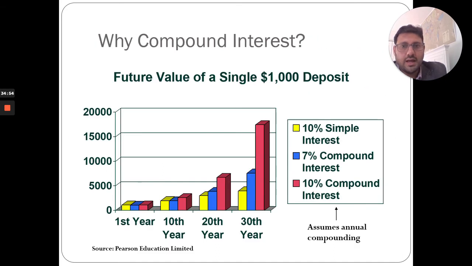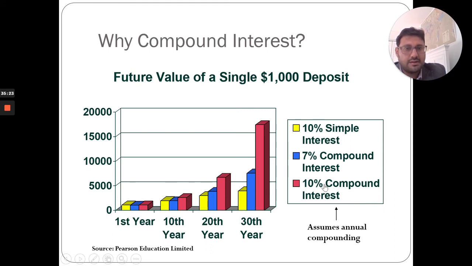Over here, if you have a $1,000 deposit in the first year, 10th year, you will see that there are three different alternatives. One investment alternative is giving you 10% simple interest. Second is the blue one, which is 7% compound interest. Third one is 10% compound interest. This 1,000 after the 30th year will grow like this.